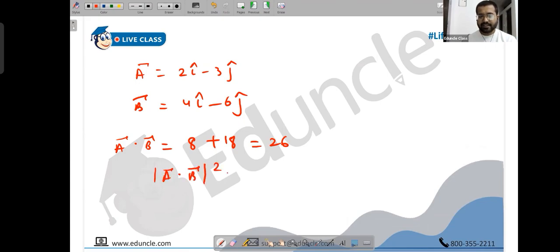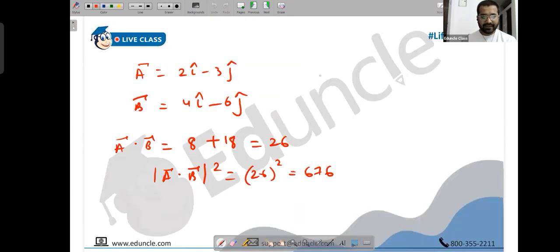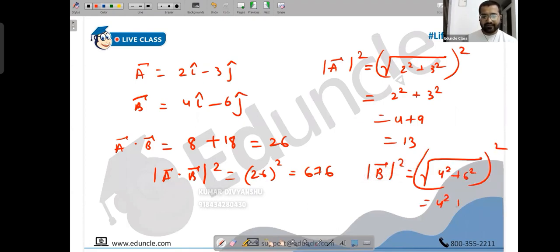So we have a bar dot b bar the whole square, that's 26 square, which is 676. Proceeding ahead, now magnitude of a bar square. That's the magnitude under root of 2 square plus 3 square, the whole square. Root gets cancelled, so you just have 2 square plus 3 square, which is 4 plus 9, which is 13. And magnitude of b bar square, which is under root of 4 square plus 6 square, the whole square. Root gets cancelled, 4 square plus 6 square, 16 plus 36.